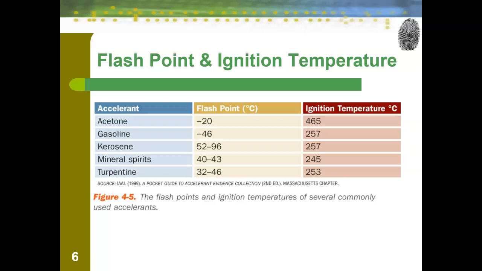Kerosene, mineral spirits, and turpentine all have higher flash points, but still maintain that lower ignition temperature. So while it's going to take more for vaporization to occur, you can light them on fire at those same temperatures. So we want something that has a low flash point and a low ignition temperature as the ideal accelerant.